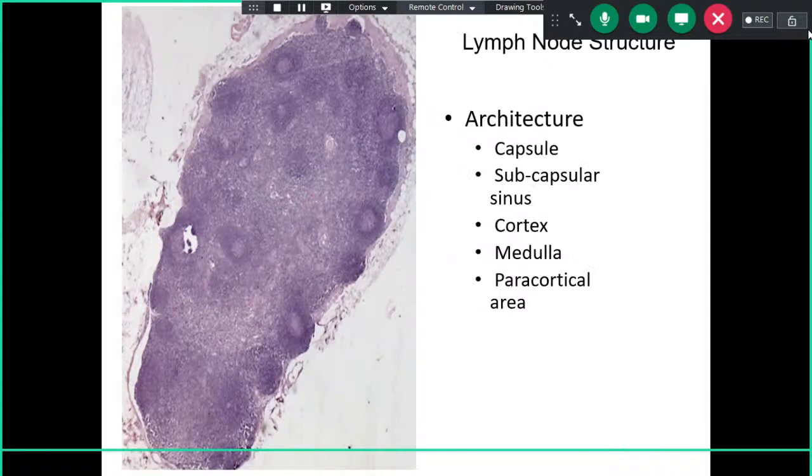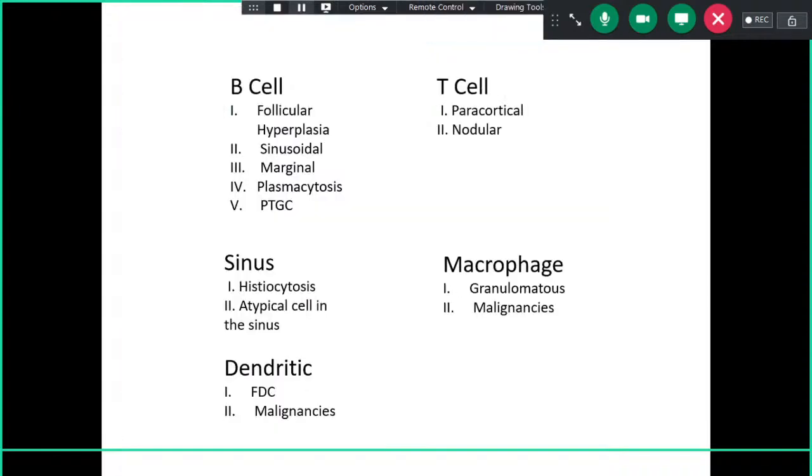Now come to the normal lymph node. How does it look? You can see this is a normal lymph node which has a capsule, and it is formed by subcapsular sinuses. Then the cortex. In the cortex you find the follicles. In the medulla you find the medullary cords. So what is inside a lymph node? There is a B zone and a T zone. The T zone is basically paracortical, and the B zone is basically the follicular areas, right?